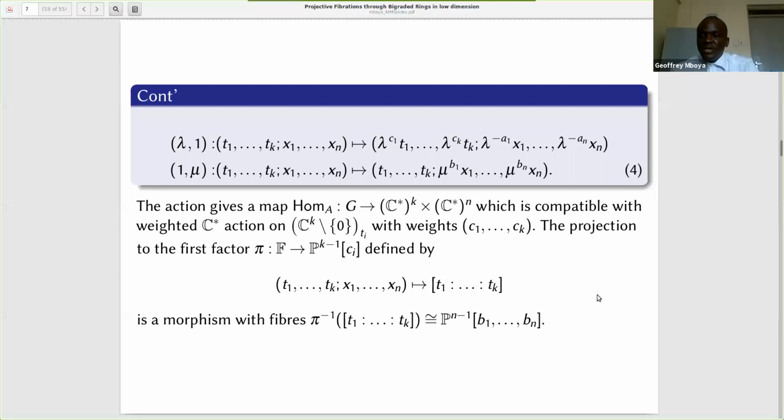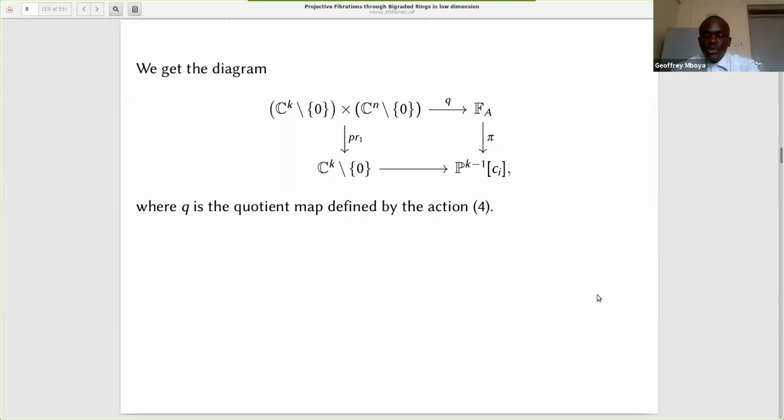This action is compatible with the weighted C* action on affine C^k space with weights ci. The projection to the first factor is defined by just forgetting the fiber coordinates xj and taking the homogeneous coordinates ti. The fibers are given as weighted projective spaces with weights bj. We can summarize this in a commutative diagram where q is the action I've just explained, and pr1 is the projection to the first factor.